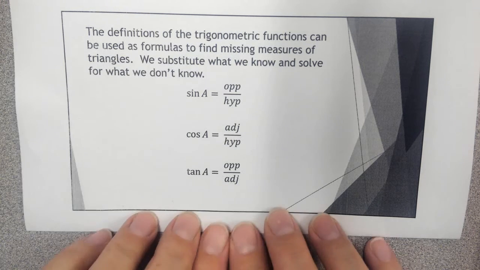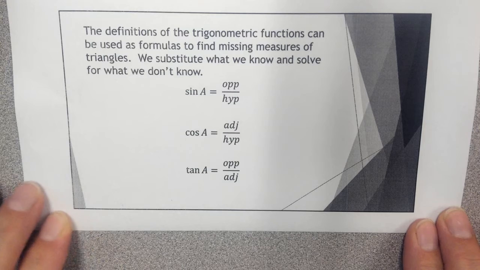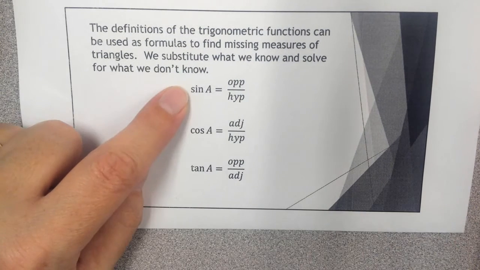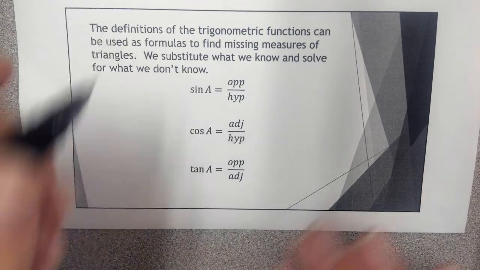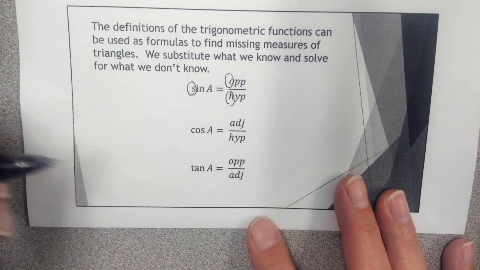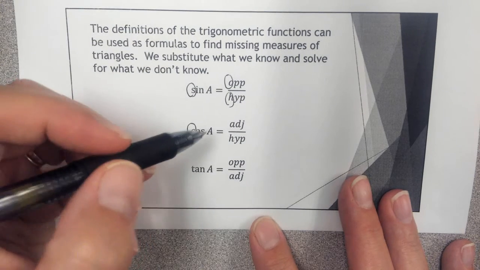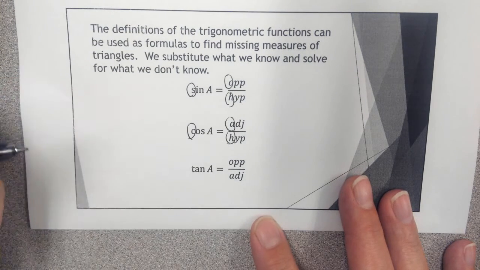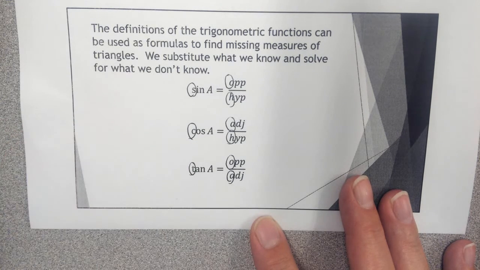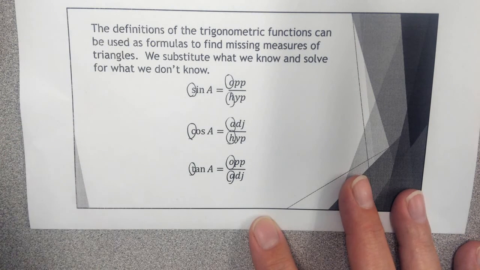Alright, so second slide, we have a review of the definitions of the three trig functions. So we're supposed to keep in mind that the sine is the opposite over the hypotenuse, and that cosine is adjacent over hypotenuse, and tangent is opposite over adjacent. And we have a mnemonic device, or two or three, that we could use.